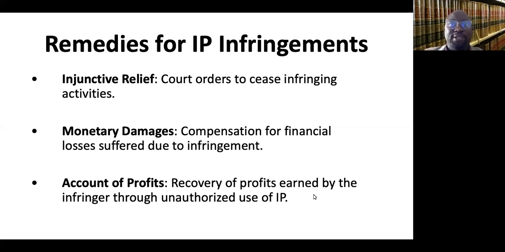If your intellectual property has been infringed, the first remedy is injunctive relief. An injunctive relief is a court order issued to compel the infringer to stop the infringing activity. This remedy is crucial in halting ongoing infringement and even preventing further harm to the IP owner's right. Injunctions can be temporary, like a preliminary injunction during litigation, or permanent, which of course comes after trial.